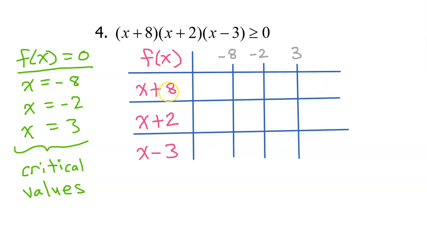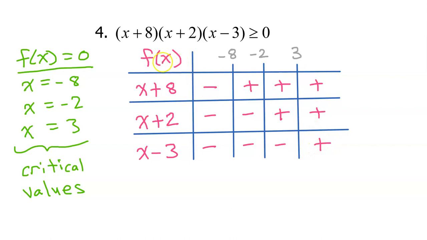X plus 8 equals 0 at -8. It will be negative to the left and positive to the right. X plus 2 equals 0 at x equals -2. It will be negative to the left and positive to the right. X minus 3 equals 0 at x equals 3. It will be negative to the left and positive to the right.